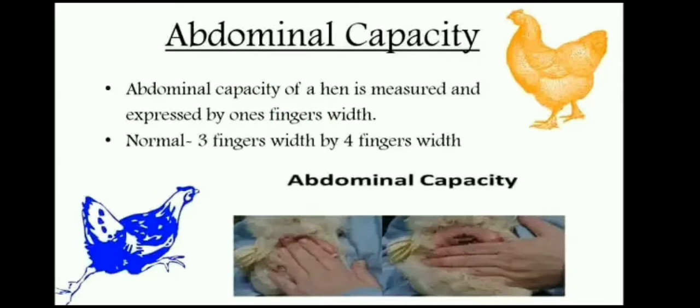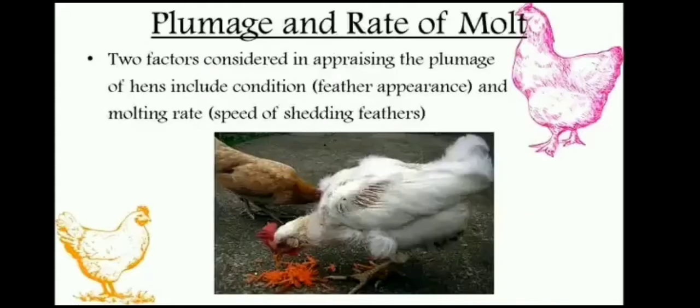Abdominal capacity of a hen is measured and expressed by one's fingers width. The normal is three fingers width by four fingers width. As you can see in the picture below, it is measured through fingers. And now, plumage and rate of molt.